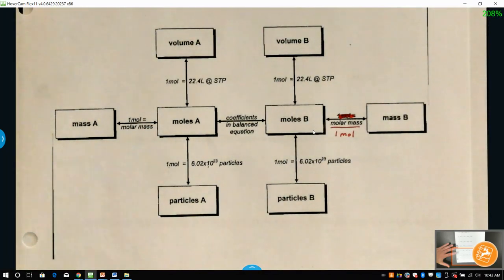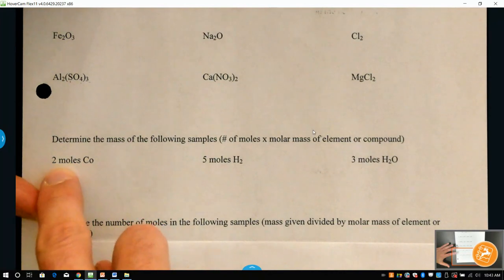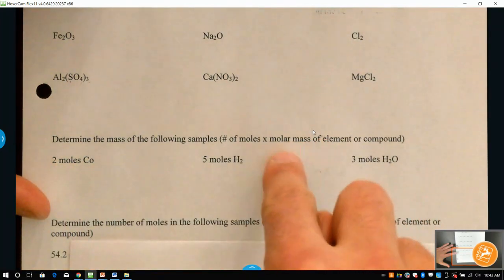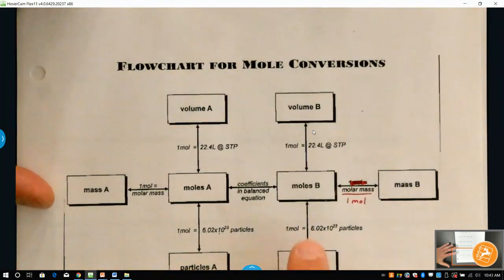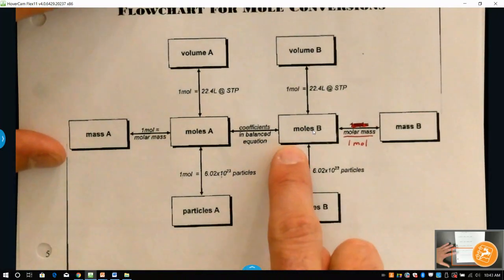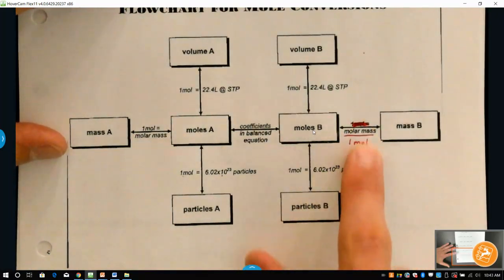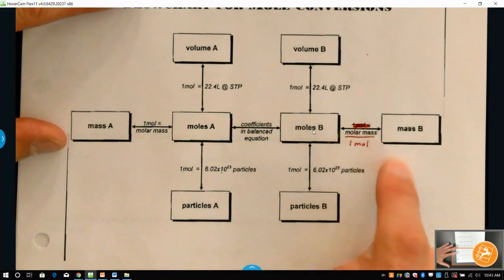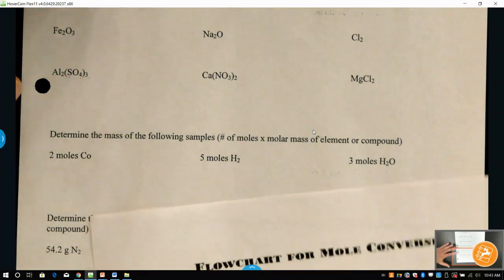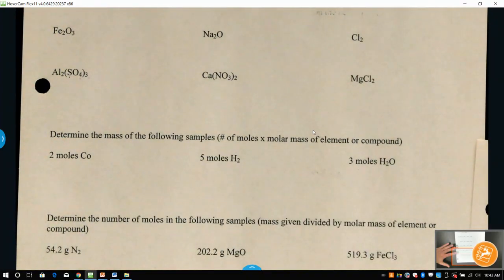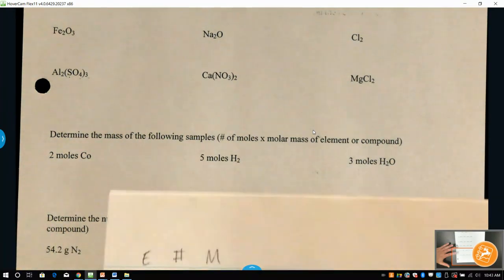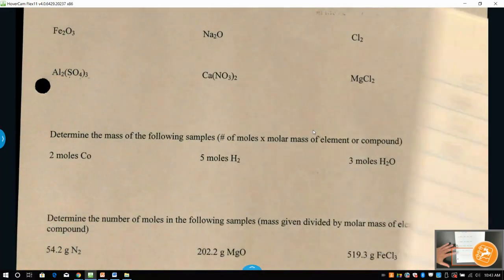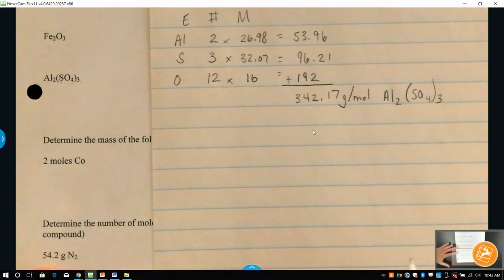This kind of helps navigate us to where we need to go. So what are we starting in? We're starting in moles of something. And what do we want? We want mass. So to go from moles to mass, you need to do a conversion: the molar mass of the element or compound over 1 mole. So, for example, if we were to look at the first one here, 2 moles of cobalt.